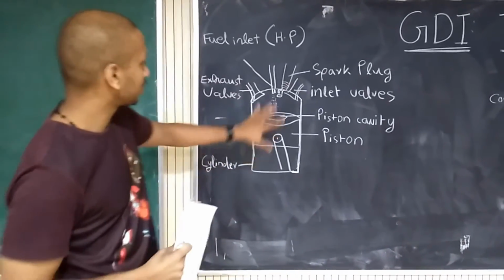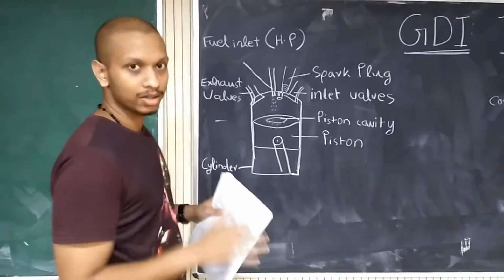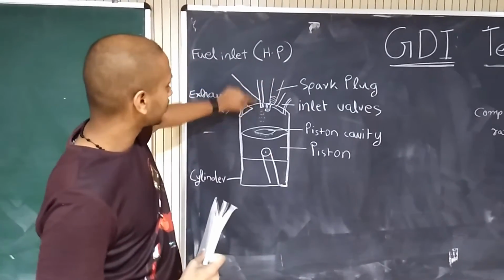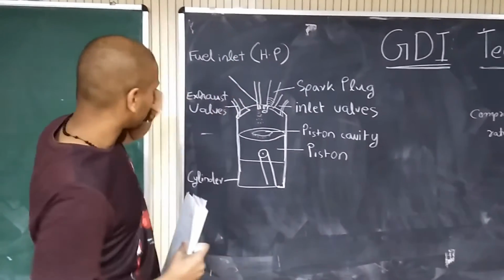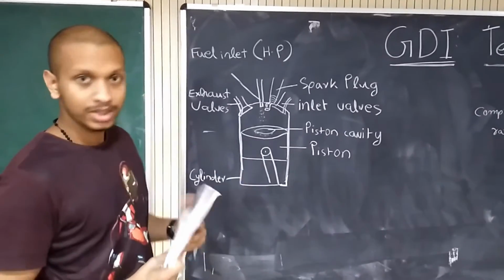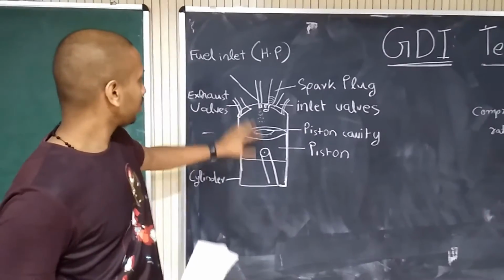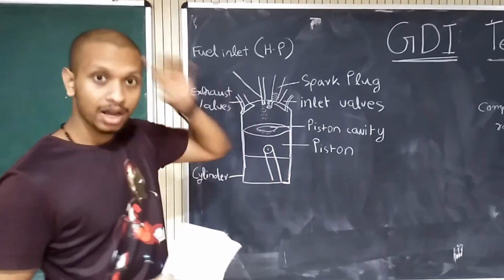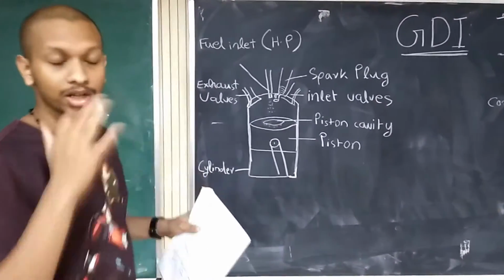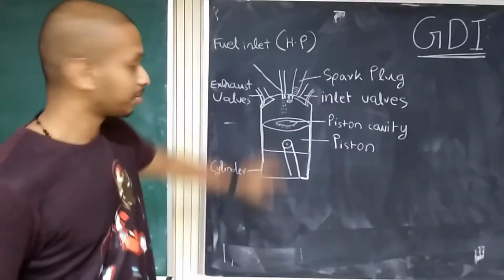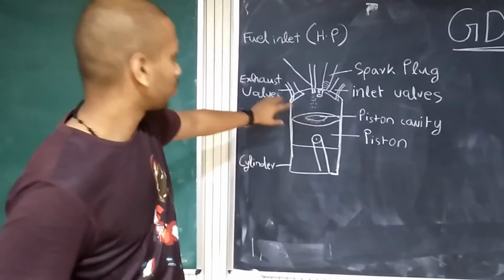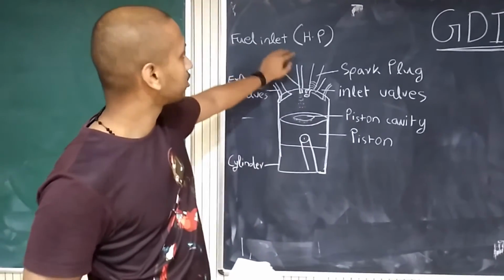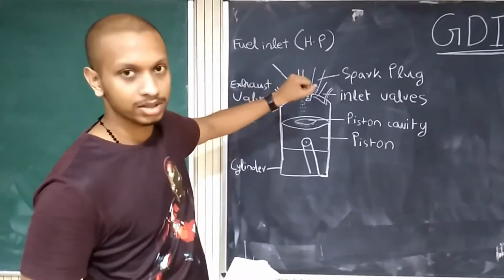Let's take a look at the diagram in GDI technology. We have a fuel inlet which is at very high pressure. The problem with SI engines is that when we suck in the fuel-air mixture, we cannot compress it to very high temperatures or very high pressures, because it might ignite at high temperatures. So in order to overcome that, we introduce this fuel inlet with high pressure.